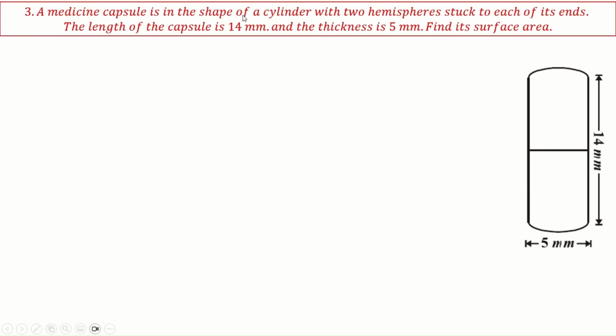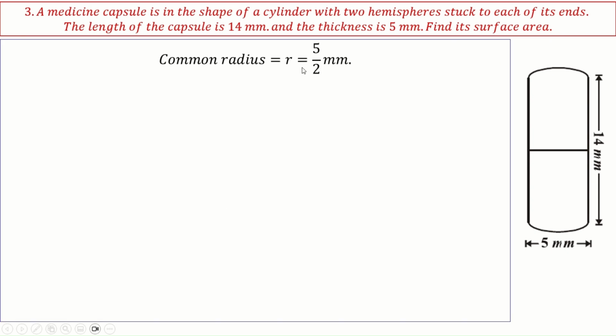A medicine capsule is in the shape of a cylinder with two hemispheres stuck to each of its ends. Like this. Here and here. The length of the capsule is 14 mm. Thickness is 5 mm. Find its surface area. Yeah. Common radius is 5 by 2 mm because this is the diameter. Thickness is the diameter, right? So 5 by 2 mm.